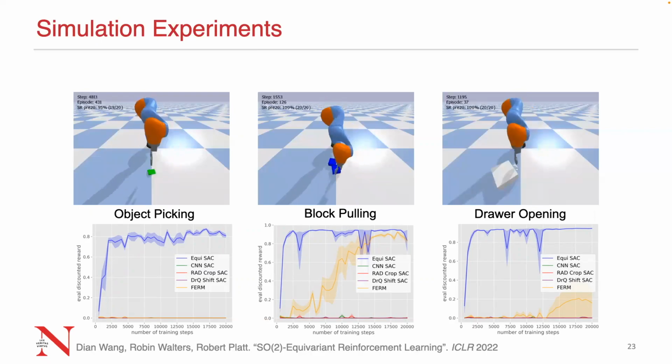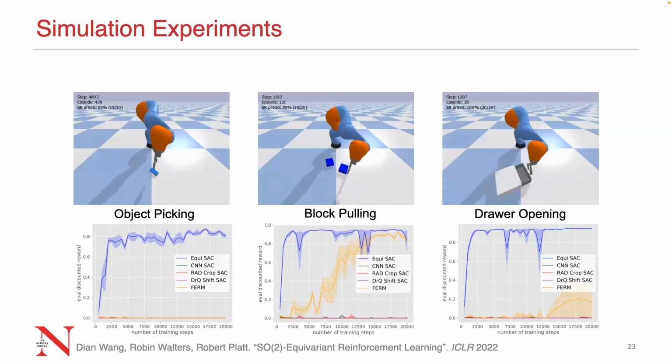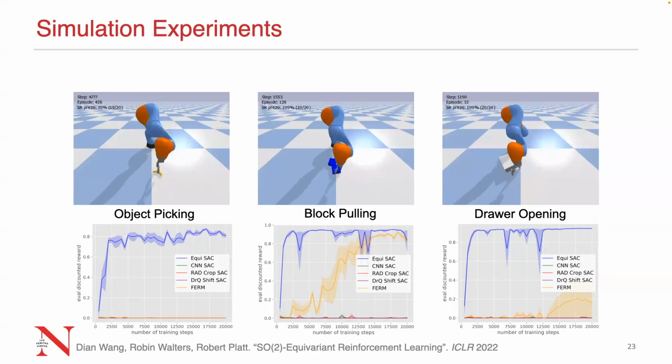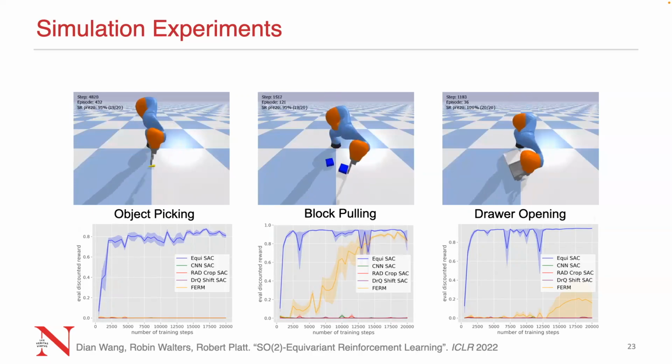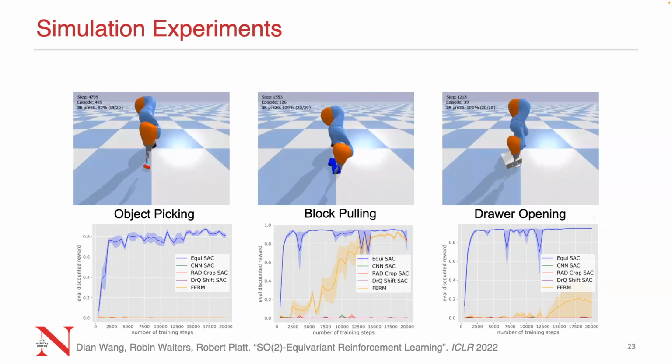For example, every 500 training steps, I will pause the training and then evaluate the learned policy to see how it works out. The blue line is our method, the equivariant stack, and all of the other colors are state-of-the-art baselines that were not using equivariant networks.